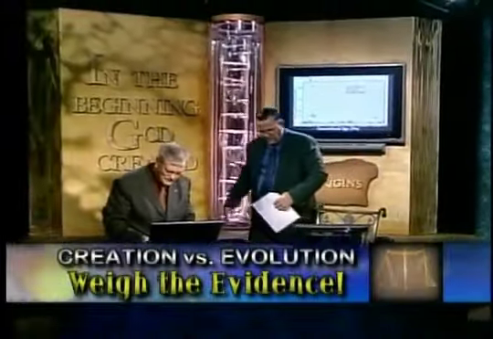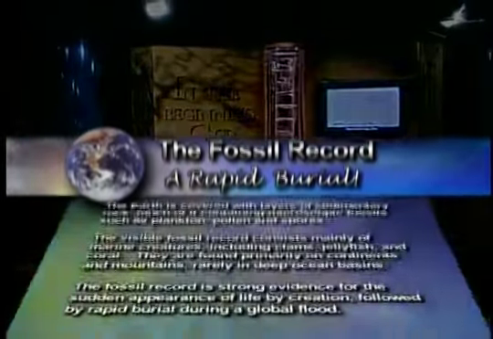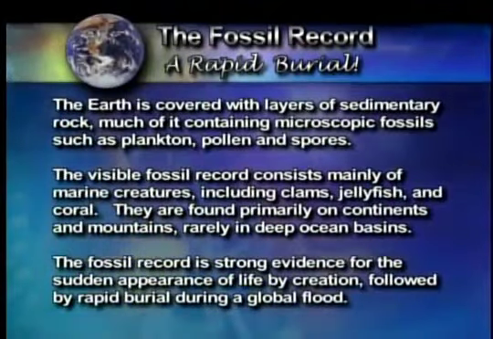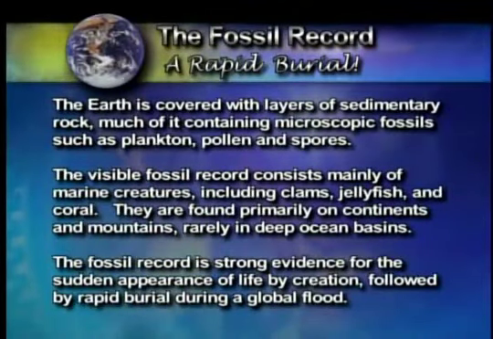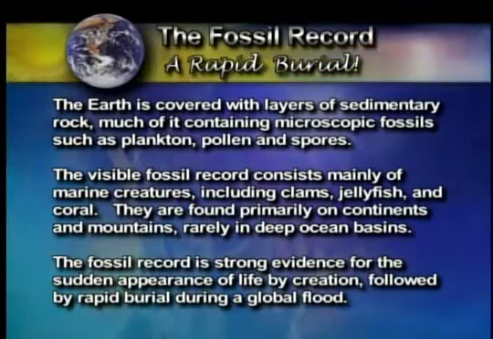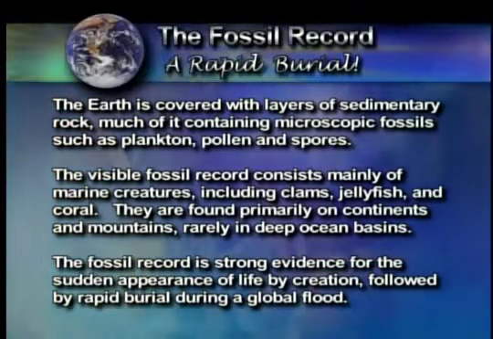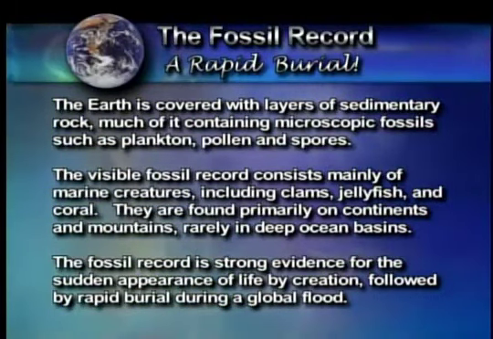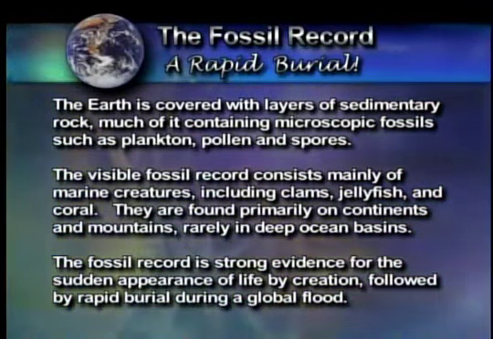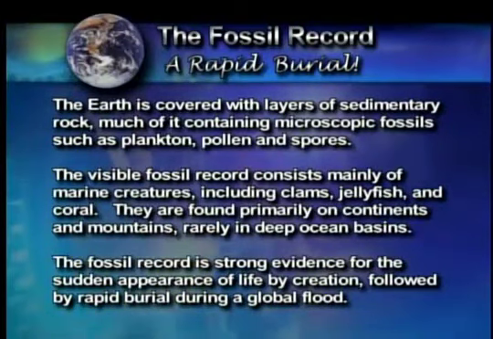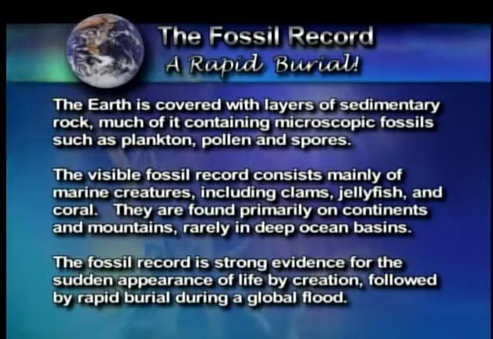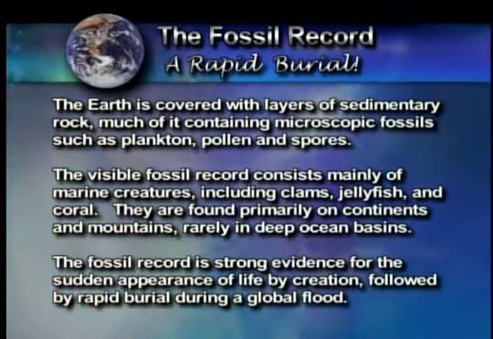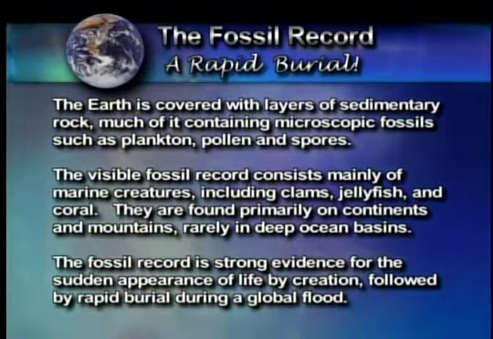Creation versus evolution. You weigh the evidence. The fossil record, a rapid burial. The Earth is covered with layers of sedimentary rock, much of it containing microscopic fossils such as plankton, pollen, and spores. The visible fossil record consists mainly of marine creatures, including clams, jellyfish, and coral. They are found primarily on continents and mountains, rarely in deep ocean basins. The fossil record is strong evidence for the sudden appearance of life by creation, followed by rapid burial during a global flood.